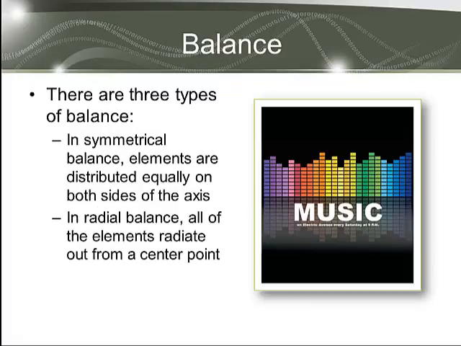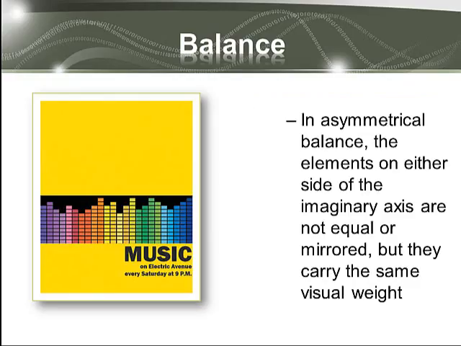There are three types of balance. In symmetrical balance, elements are distributed equally on both sides of the axis, sometimes even in mirror images of one another. In radial balance, all of the elements radiate from a center point, like a starburst. In asymmetrical balance, the elements on either side of the imaginary axis are not equal or mirrored, but they carry the same visual weight, and therefore the overall visual effect is in balance.